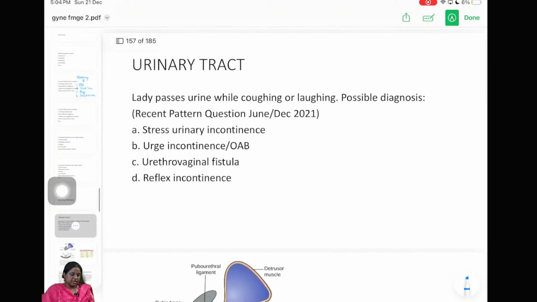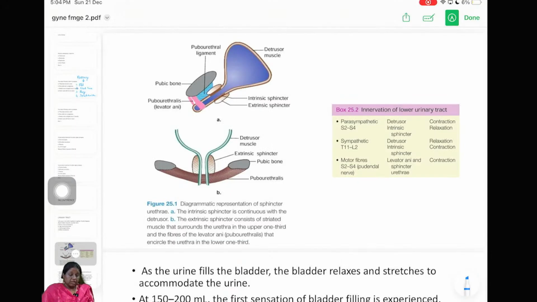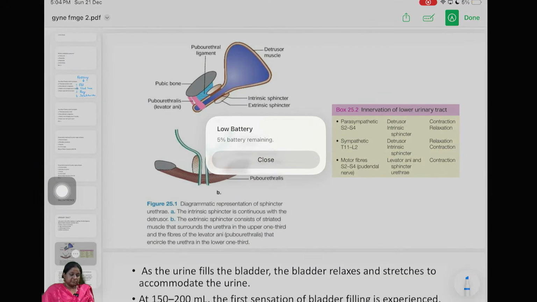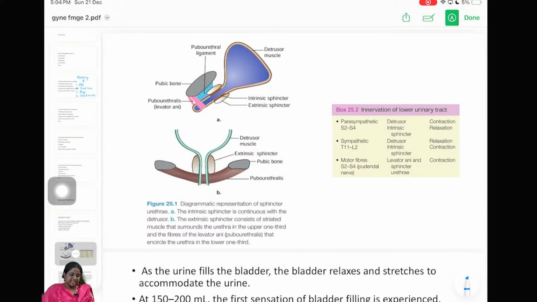Okay, urinary tract. So here, bladder. The bladder has got detrusor muscle, and then there is a vagina. There is a urethra. Urethra has got two sphincters: internal sphincter and external sphincter. Understood? The intrinsic sphincter is continuous with that of detrusor. So detrusor is a continuation of the intrinsic, whereas extrinsic is an external muscle that is provided by levator ani, that is pubo-urethralis. Understood?